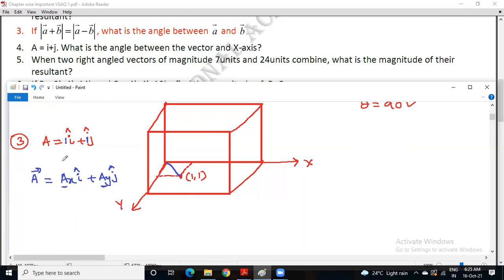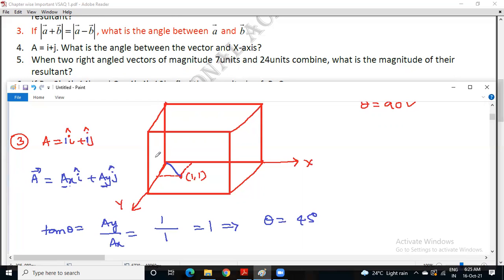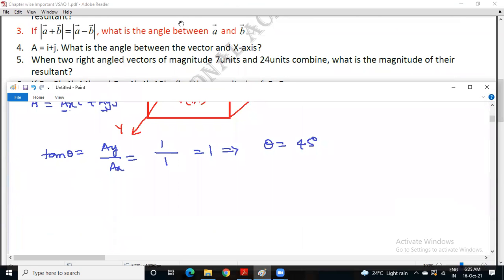Now let us proceed with the answer. The question is to find the angle that the vector makes with the x-axis. So tan theta is equal to the vertical component of the vector divided by its horizontal component. ay is 1, and ax is also 1. So you finally get tan theta equal to 1. At what angle do you get 1 in tan theta? Therefore theta is equal to 45. So once again the answer is 45. Next, let us proceed with the question. This is question number 4. Next, question number 5.